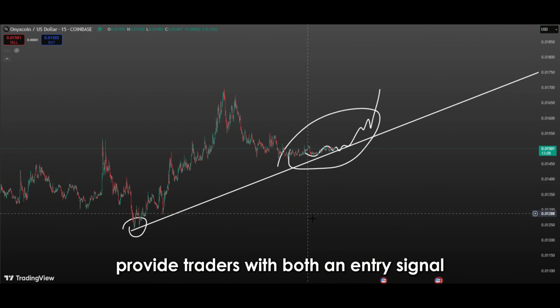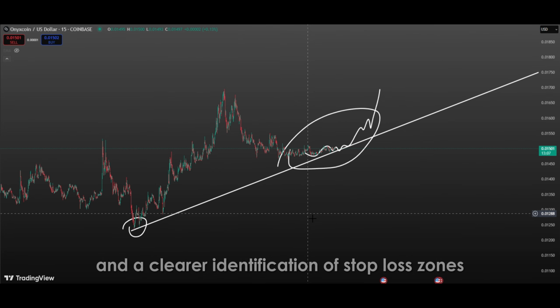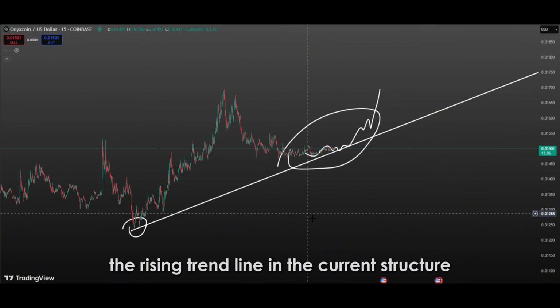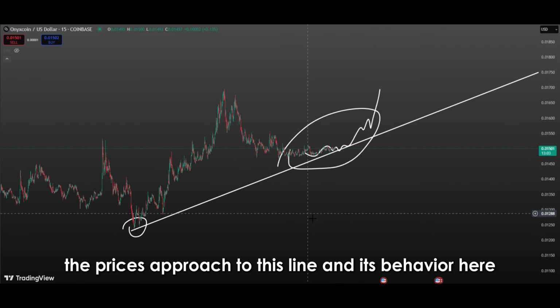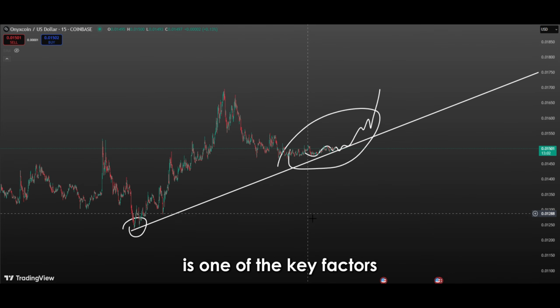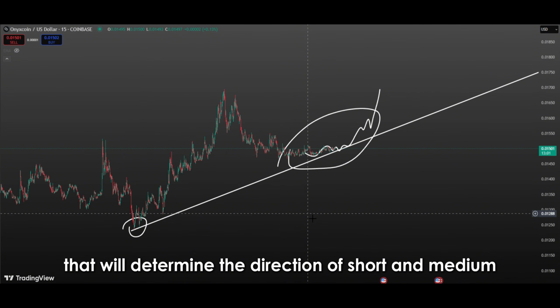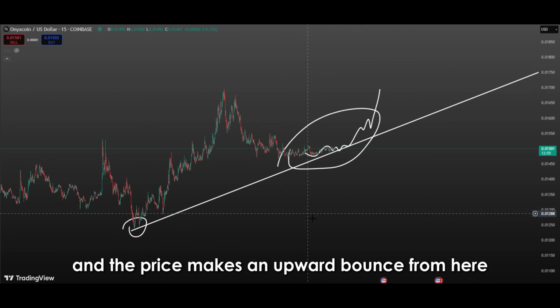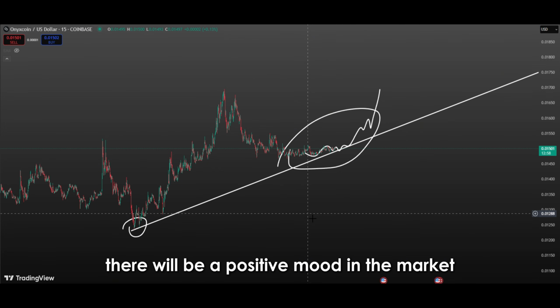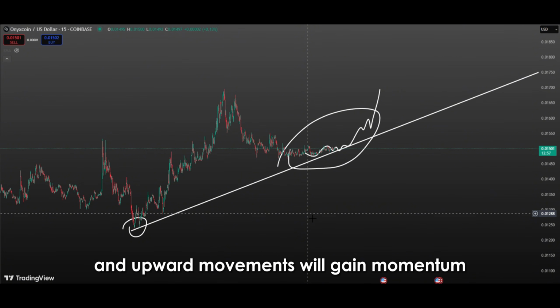Such structures provide traders with both an entry signal and a clearer identification of stop-loss zones. In conclusion, the rising trend line in the current structure plays a very critical role in technical analysis. The price's approach to this line and its behavior here is one of the key factors that will determine the direction of short and medium-term price movements. If this trend line is maintained and the price makes an upward bounce from here, there will be a positive mood in the market and upward movements will gain momentum.